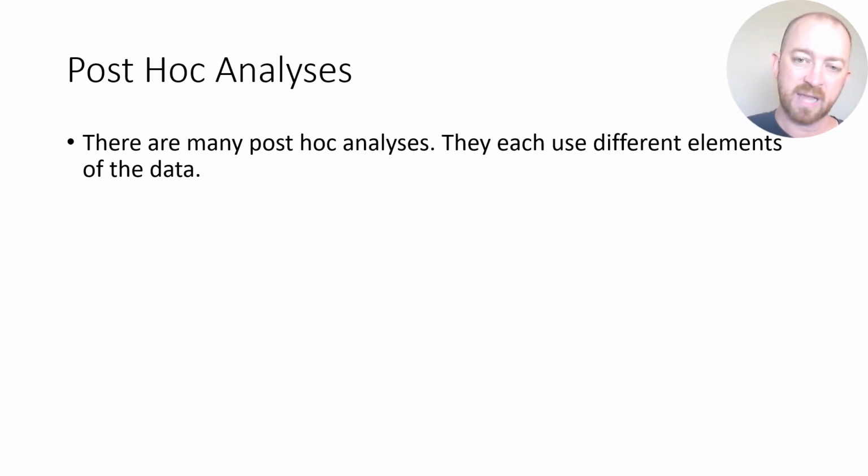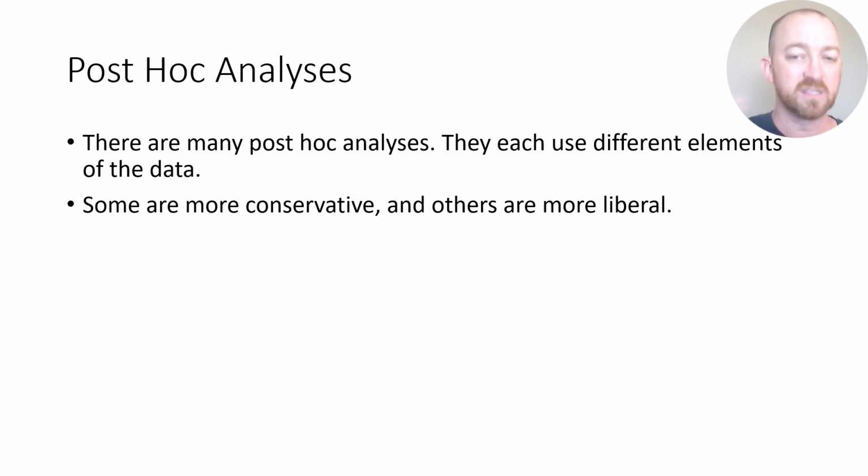So this is where the post hoc analyses come in. A post hoc analysis tells you which of these groups is meaningfully different from which other group. There are lots of different kinds of post hoc analyses. We're just going to cover one of them. We're going to cover what is probably the most common one, and it's also relatively simple to calculate. Now, why they are different is because they each use different elements of the data to arrive at the conclusion that they reach. Some of them are more conservative, meaning they're a little less likely to say that they were different, and some of them are a little more liberal, meaning a little more likely to say that these groups were different.